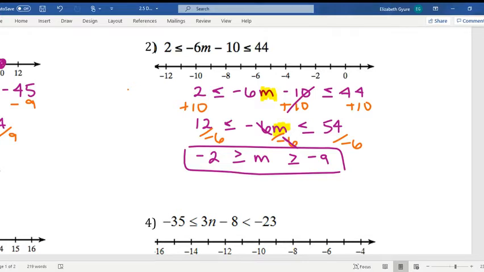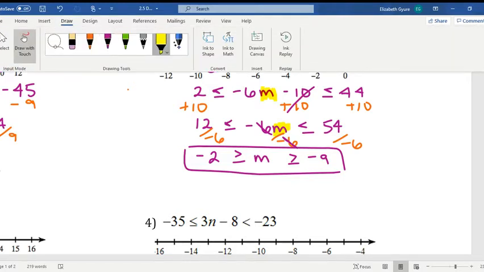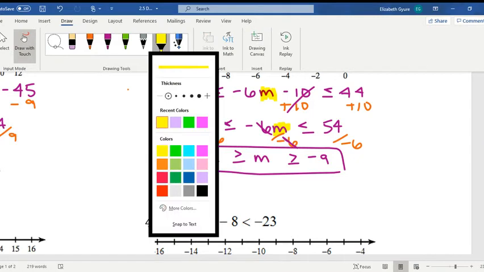Bailey, open or closed circle at negative 2? Yep. I agree with you. It would be closed. Asia, what about at negative 9? It would also be closed. And then Lynn, where do we shade if it's an and? In the middle.